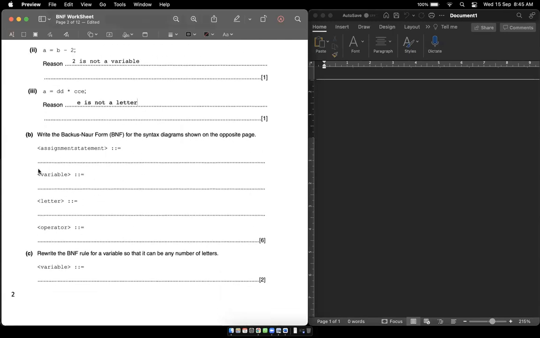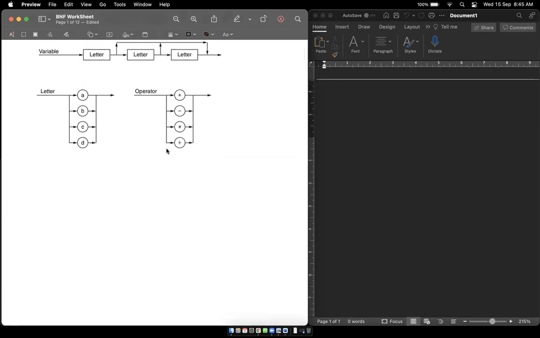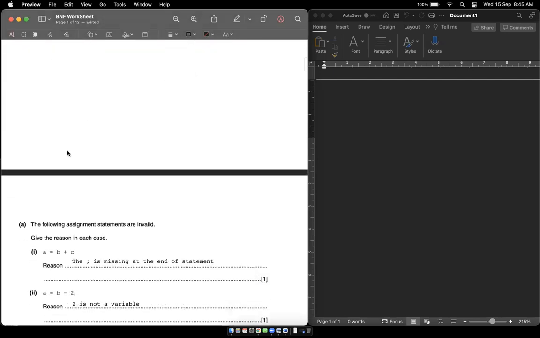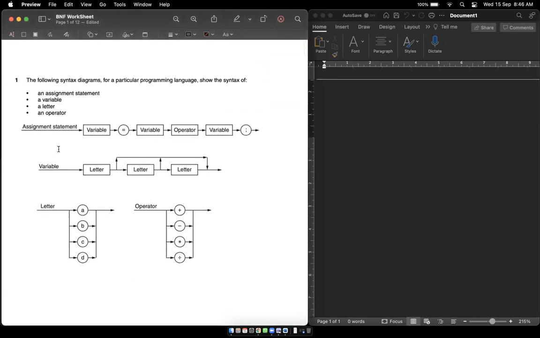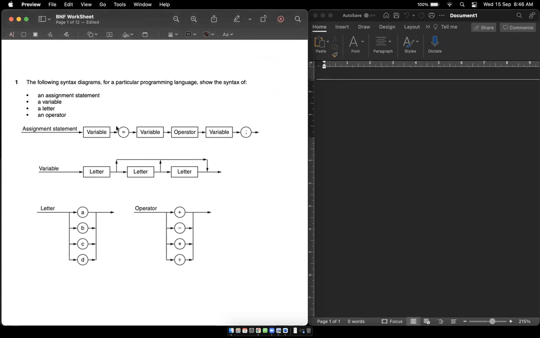Now, the next part requires us to write the Backus-Naur form for the syntax diagram shown on this page. So let's check out the first part. As you can see here, the first part, assignment statement, is already mentioned here. So I simply have to proceed towards the optional parts if there are any. So assignment statement is defined by a variable followed by an equal sign, followed by a variable, followed by an operator, another variable, and a semicolon.